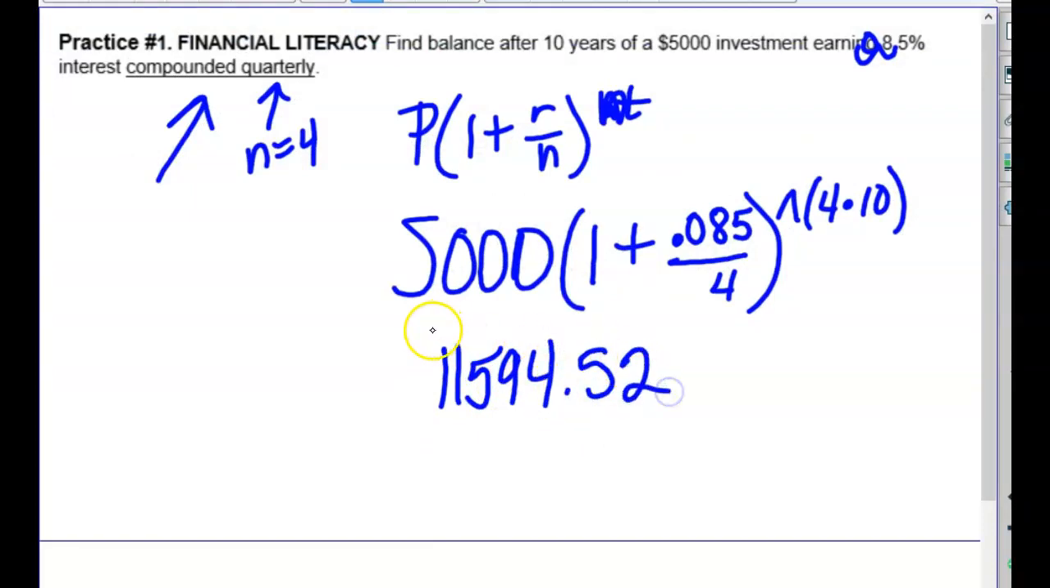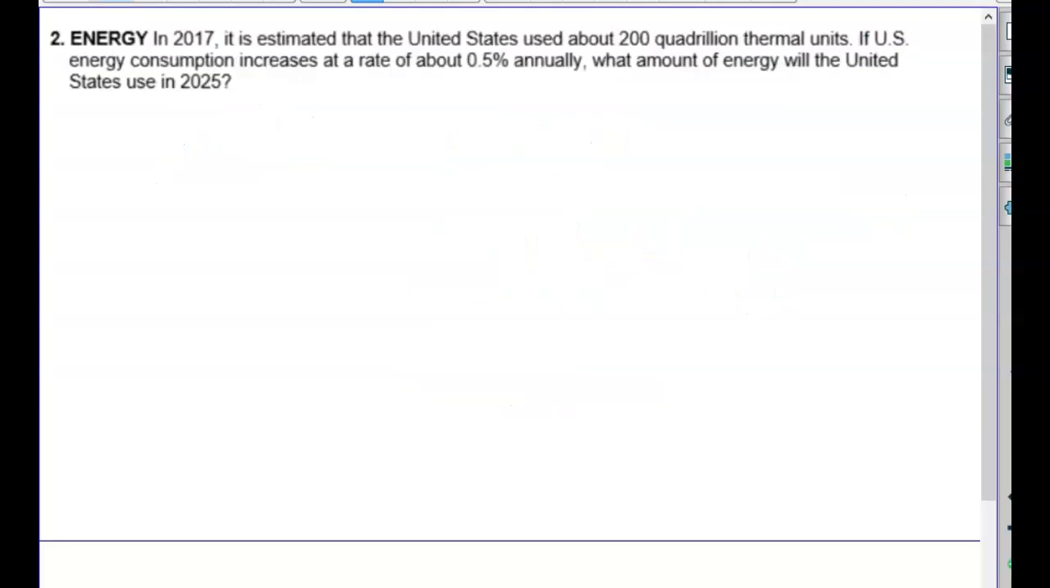11,594.52. It might tell you in Delta Math to round to the nearest dollar. I just always do to the nearest cent, because if you went to the bank, that's what they would tell you, right? Questions? Anybody not getting this? Not coming out? I think we might be on worksheet 5, Molly, Mary, sorry.